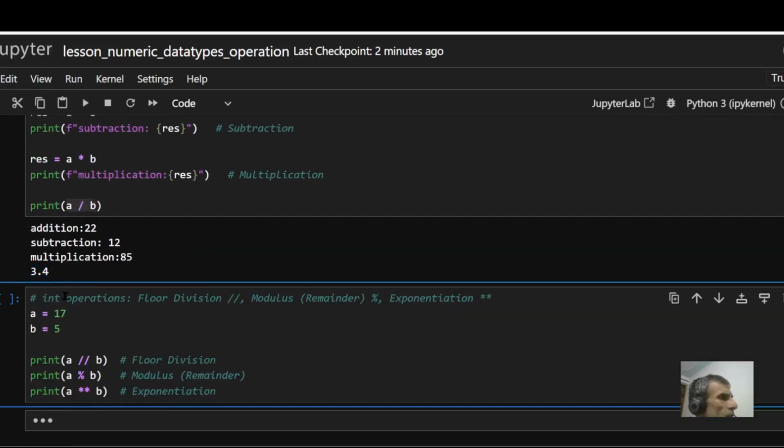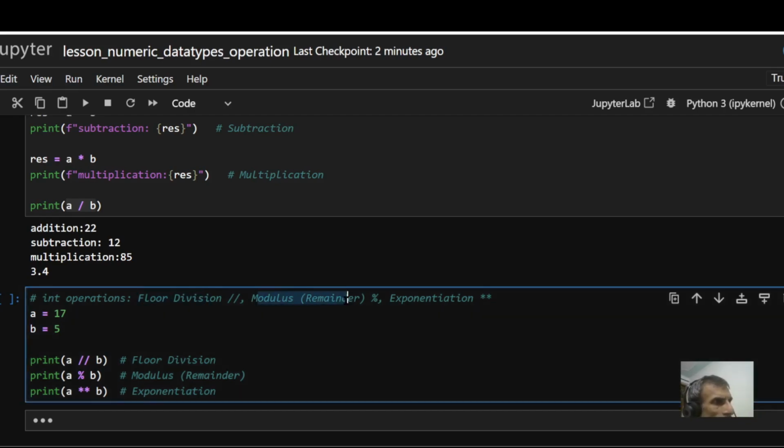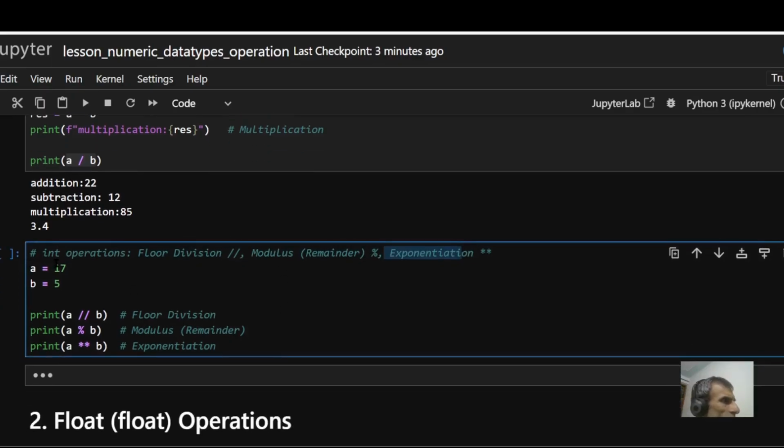Now there are other operations you can also perform, for example floor division, modulus or remainder, and exponentiation. Let's look at each one of them. Let's say a is 17 and my b is 5. I want to do floor division, a floor division b. This is how you do floor division: you use the double forward slash.